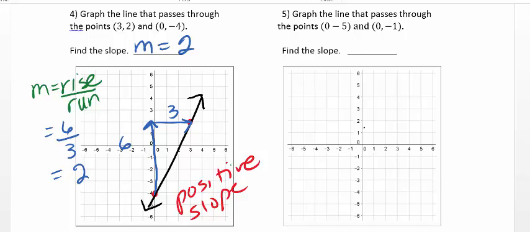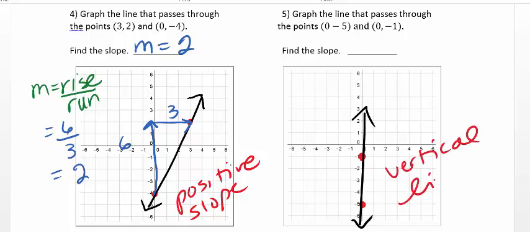In number 5, we need to plot the points (0, -5) and (0, -1). Both of those points are on the y-axis. (0, -5) and (0, -1) are plotted right here. And you want to go ahead and connect those points with your straight edge. Now that I've connected those points, I can see that this is a vertical line, and all vertical lines have an undefined slope. Therefore, my slope here is undefined.